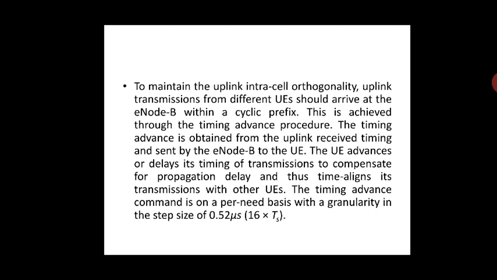That is to maintain the uplink intra-cell orthogonality. Uplink transmissions from different user equipment should arrive at the E node B within a cyclic prefix. That is how the timing advance will be calculated, with a granularity in the step size of 0.52 microseconds, that is 16 times TS.